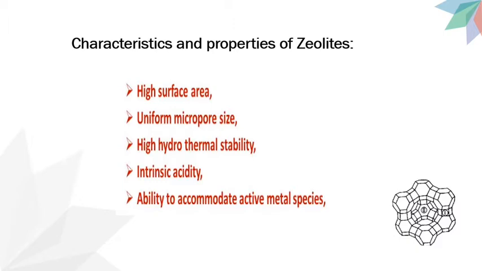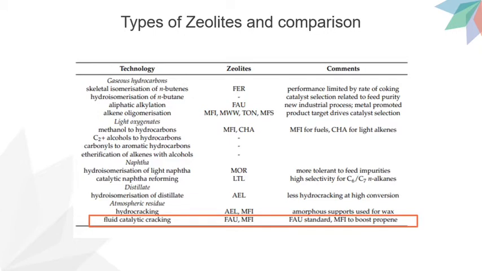Zeolite has a high surface area, a uniform micropore size, high hydrothermal stability, intrinsic acidity, and also the ability to accommodate active metal species. The zeolites used in FCC are type X, type Y, and also ZSM-5. The X and Y zeolites are referred to as faujasite, FAU, and ZSM-5 is referred to as mobil five, which is MFI. FAU is the standard fluid catalytic cracking catalyst, and MFI is used as a propylene boosting additive.